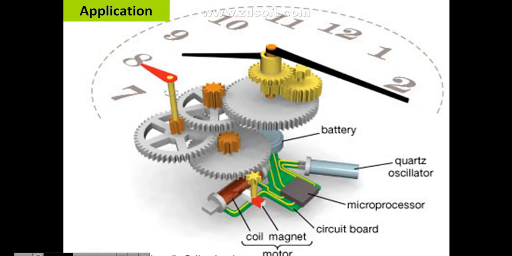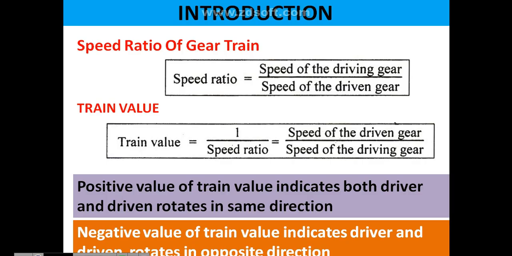So this is the application of a gear train. You have seen this kind of arrangement in a watch. The watch has many parts, that is battery, motor, circuit board, microprocessor. Along with that, we have this kind of gear train arrangement.